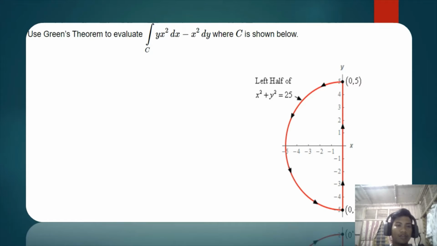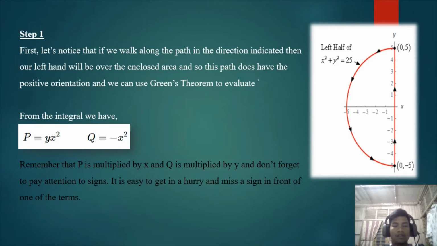So my question is: use Green's theorem to evaluate the integral over C of y x squared dx minus x squared dy, where C is shown below. So we know that here is an equation of x squared plus y squared equal to 25, which is the equation of a half circle. So here is the question, and the solution, which starts from step 1.